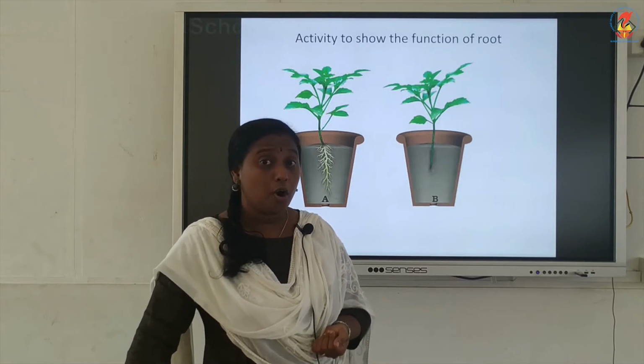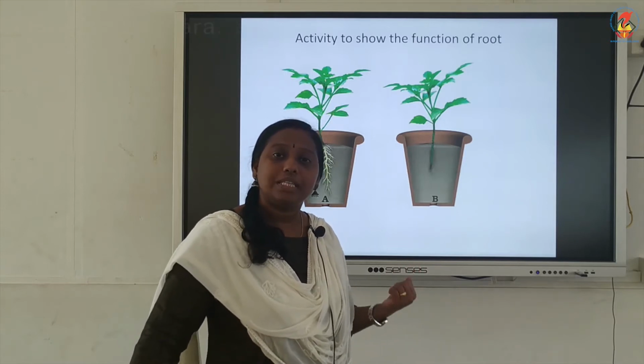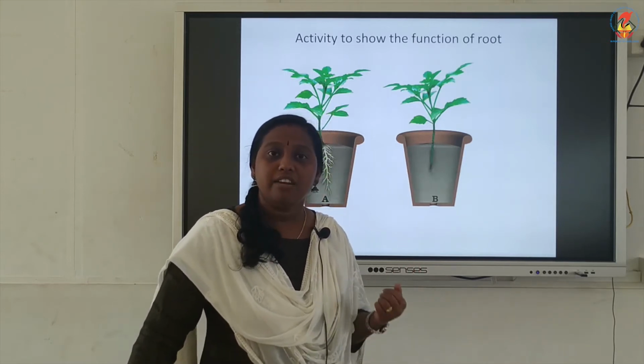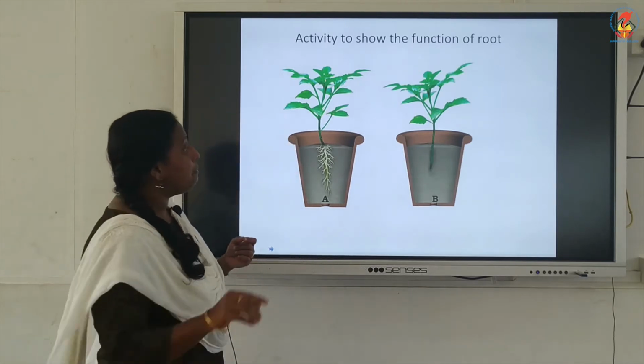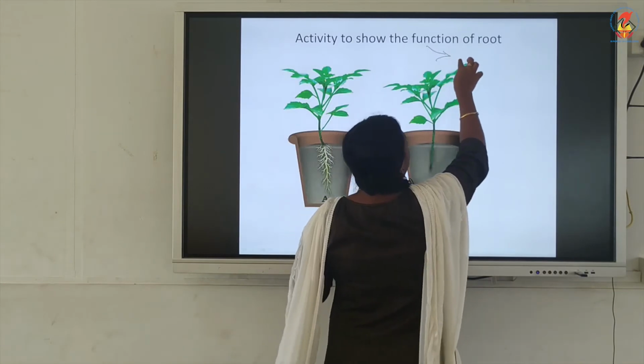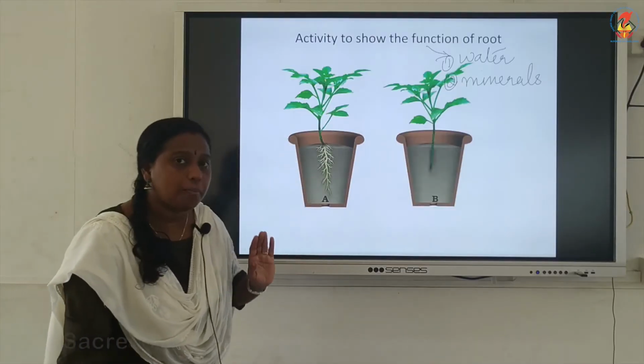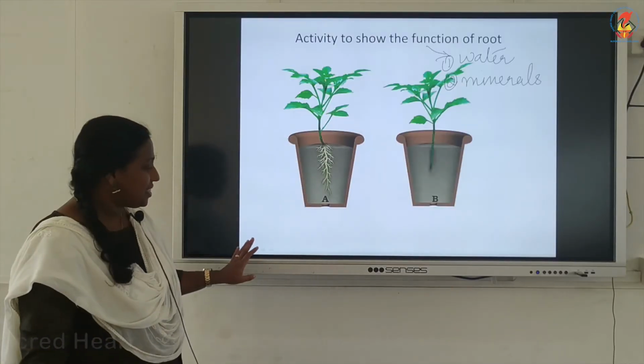So understood the importance of root, children? The root is a part of a plant which you can see below the soil. The main function of root is absorbing. So what are the different functions of root? The root will be absorbing water, number 1, and number 2, minerals from the soil. So these are the two functions of the root. This is an activity to show you about the function of the root. Is this clear?